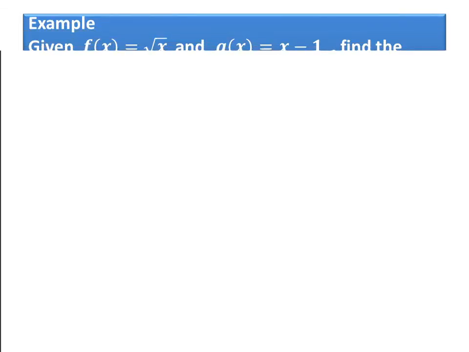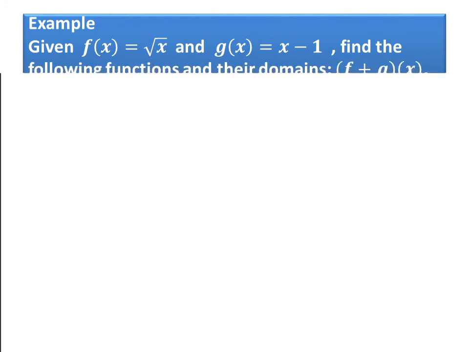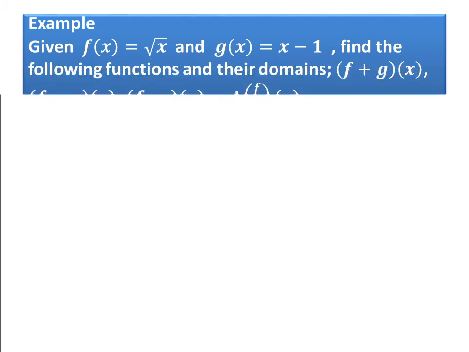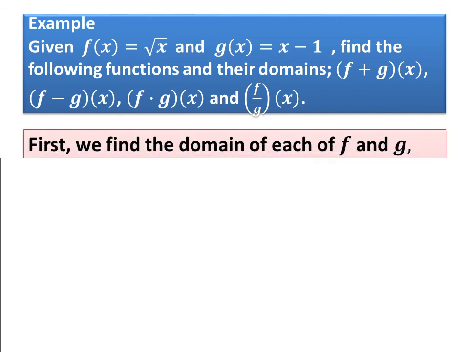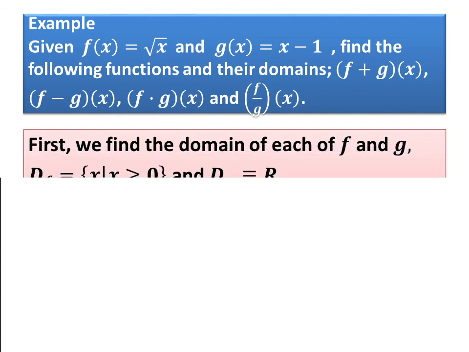Here we have an example. Given a function f of x is equal to square root of x and g of x is equal to x minus 1. We are asked to find f plus g of x, f minus g of x, f times g of x, and f divided by g of x. So first we have to find the domain of each function, the domain of f and the domain of g, and then we will find the intersection of the two domains.